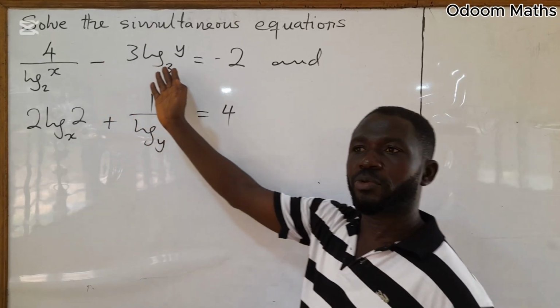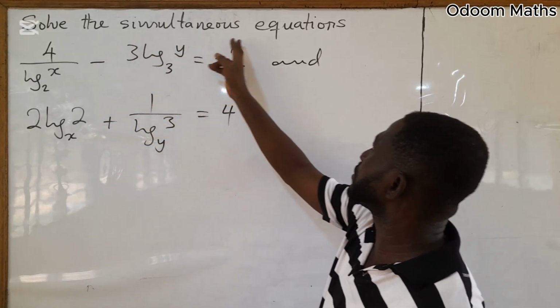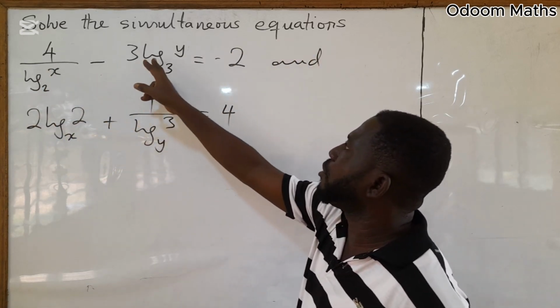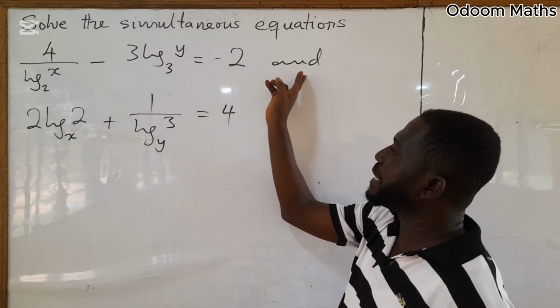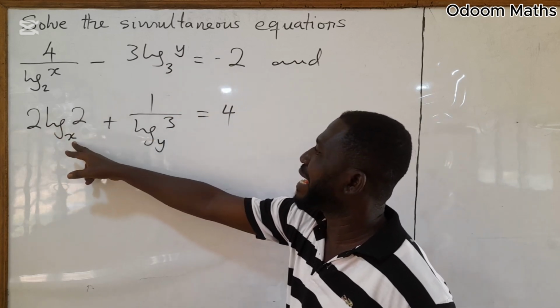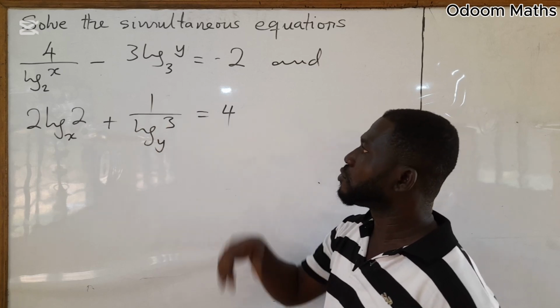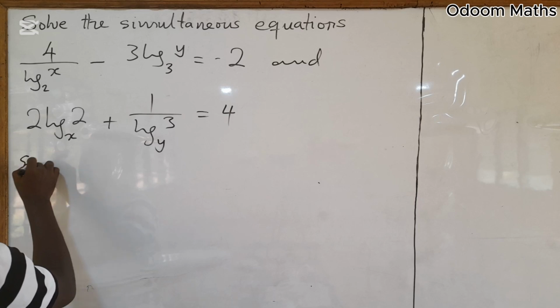Now, let's look at one more example. That is, solve the simultaneous equations 4 over log x base 2 minus 3 log y base 3 equals negative 2, and 2 log 2 base x plus 1 over log 3 base y equals 4. So let's look at something.